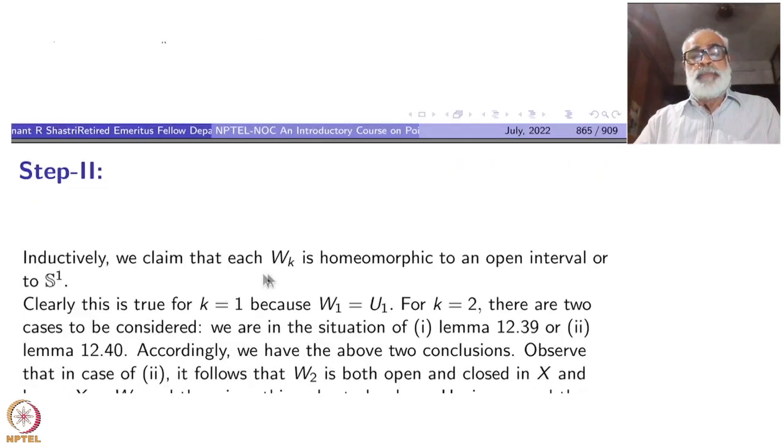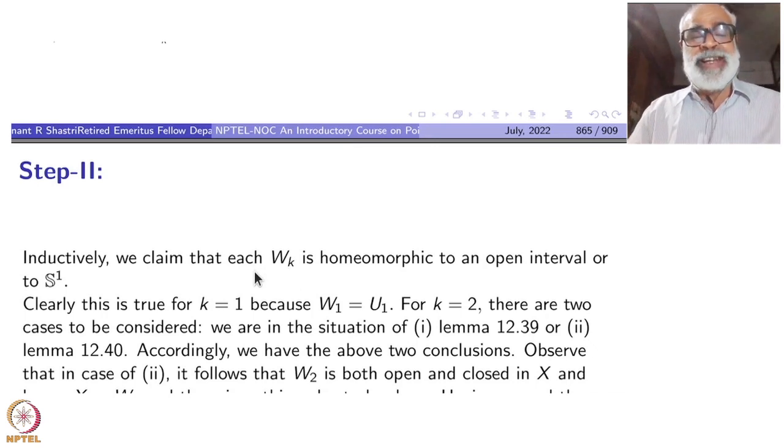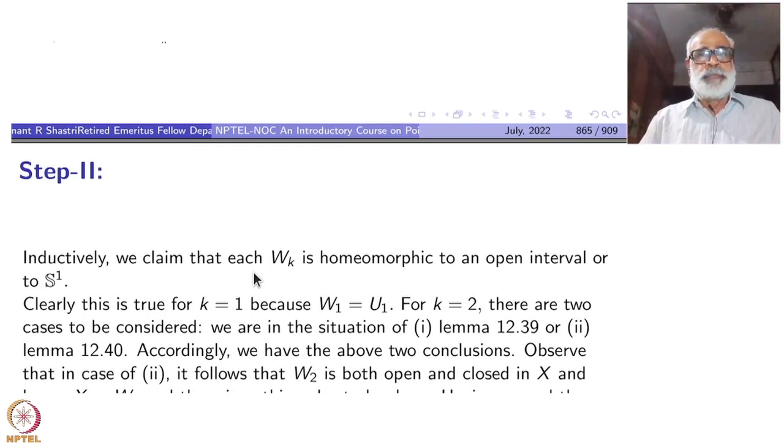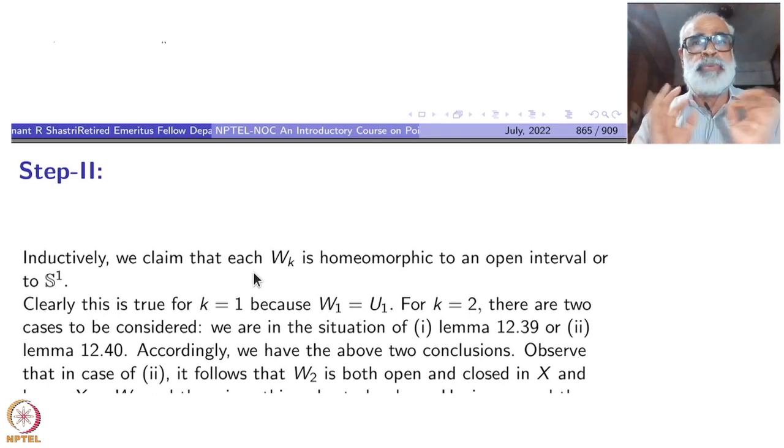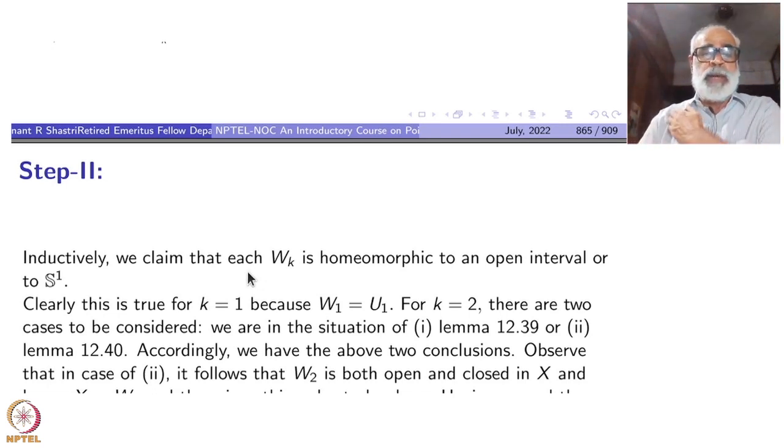Now let us see. Inductively, we claim that each W_k is homeomorphic to an open interval or it is S^1. There are two cases at each stage. As soon as it is S^1, we know that we have come to an end. What is the other case? The other case is that each time you get an interval. There we have not yet completed the proof. If it is an interval and you have stopped there, it is okay, you have completed the proof. But it may not stop, it may keep going on infinitely. In that case you have to write a small proof there. So let us see why this happens.